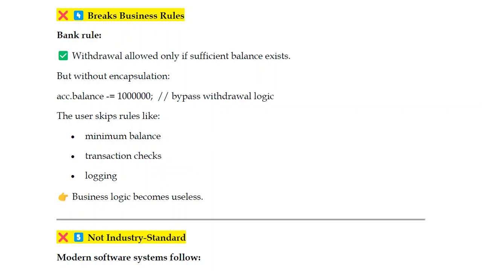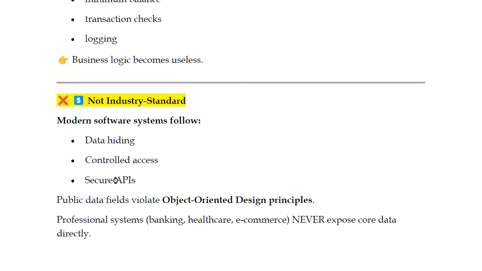This is a normal, traditional program I'm talking about. Minimum balance, transaction checks, logging, the user will skip these rules. They won't check the balance at all, how much they have. If my account balance is 50,000 and I want to withdraw 70,000, it should give an alert. It should not be allowed in the first place. But if you use the traditional way of reference variable dot member, then the business logic becomes useless.